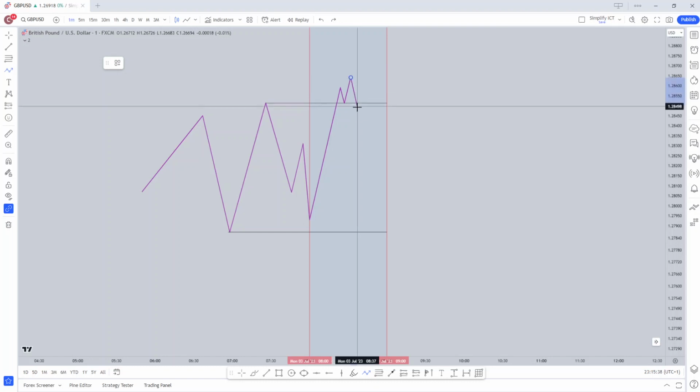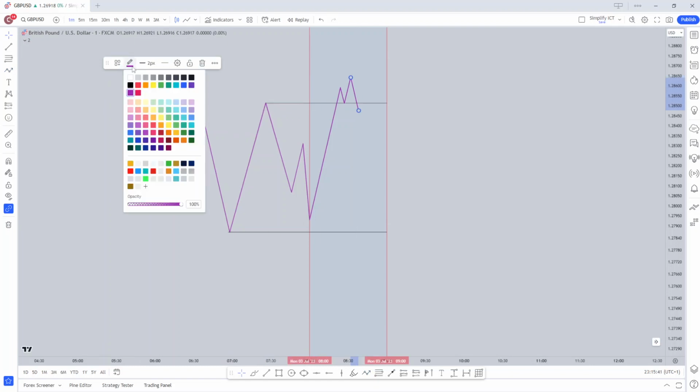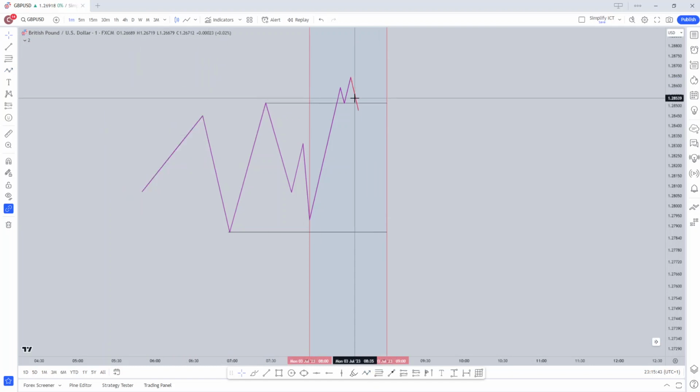However, we want to see price break this structural point with displacement. So this is a very important leg. This is why I marked it out in red. So what's a displacement break of structure? It's when price breaks structure with a body, it closes below, you could say it leaves an imbalance or fair value gap, it engulfs, whatever you want to call it.